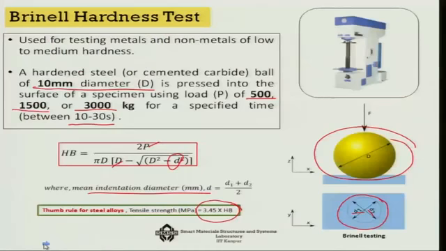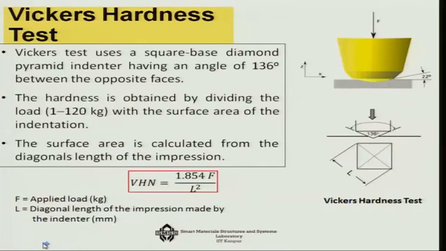Now, we come to the Vickers hardness test. Here, what is the difference? Unlike the Brinell hardness test, the shape is different here. As you can see, it is a square base diamond pyramid indenter, which generally has an angle of 136 degrees between the opposite faces. That is what is used in the Vickers hardness test.